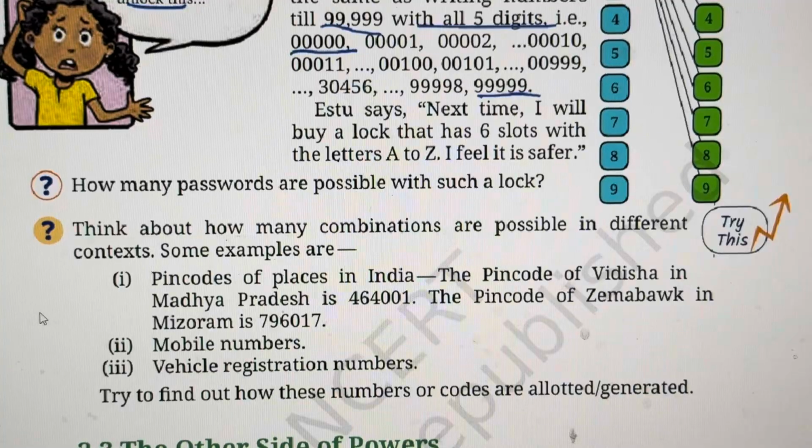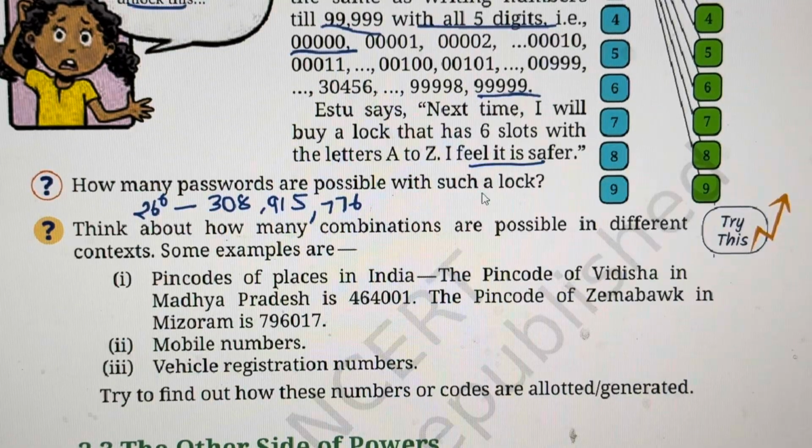So we can write this answer over here as how many passwords? 26 letters to the power 6. That will give you 308,915,776 possibilities, right? So yes, this was correct. He feels safer because so many possibilities are there. Now let us see more examples.